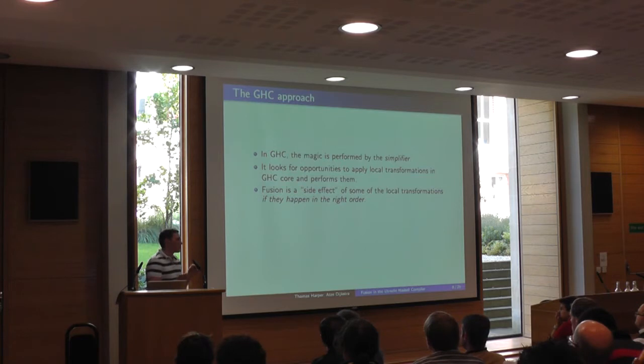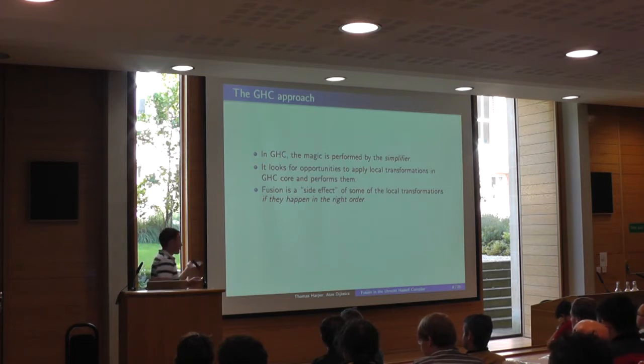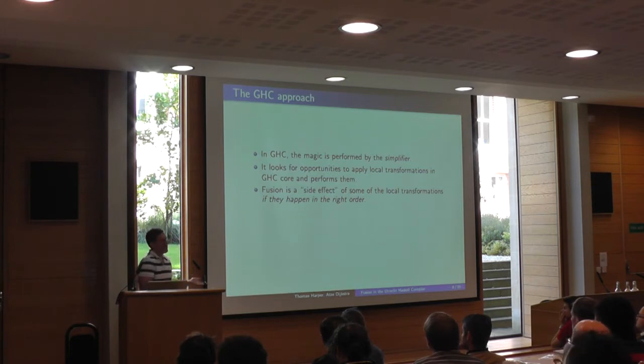But there are no real guarantees in the simplifier about what is applied when or where. So what happens in GHC is fusion is a side effect of these local transformations, which is great. It means we don't have to do anything. But it does only work if they happen in the right order. In particular, if functions are inlined, which is one of the things it does, before they can be rewritten away, then they won't be. So if stream and unstream, for example, are inlined away, the remaining code will sit there, it won't be fused away, because all the rewrite rules have is names, really.